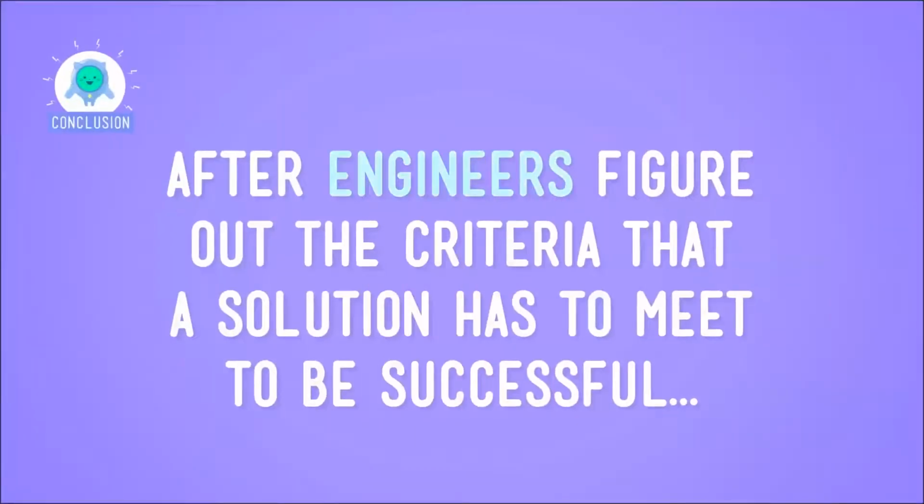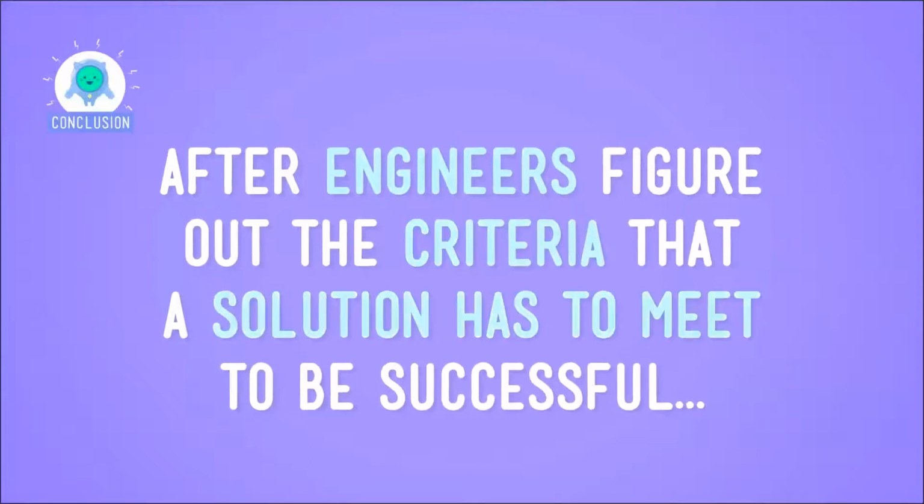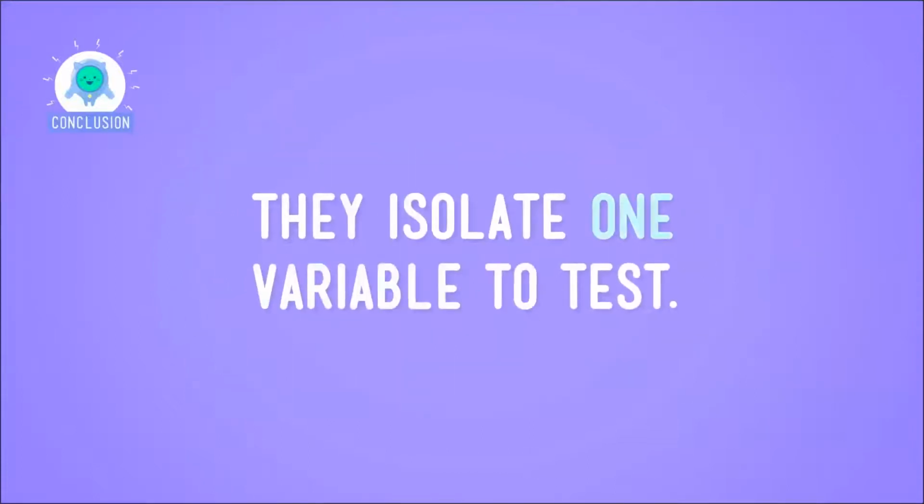Not only is doing several trials helpful at the bowling alley, but it's also an important part of the process that engineers use when solving a problem. After engineers figure out the criteria that a solution has to meet to be successful, they isolate one variable to test. Then they change that variable between trials, and if the criteria are met, then the solution is a winner, just like we are at bowling.